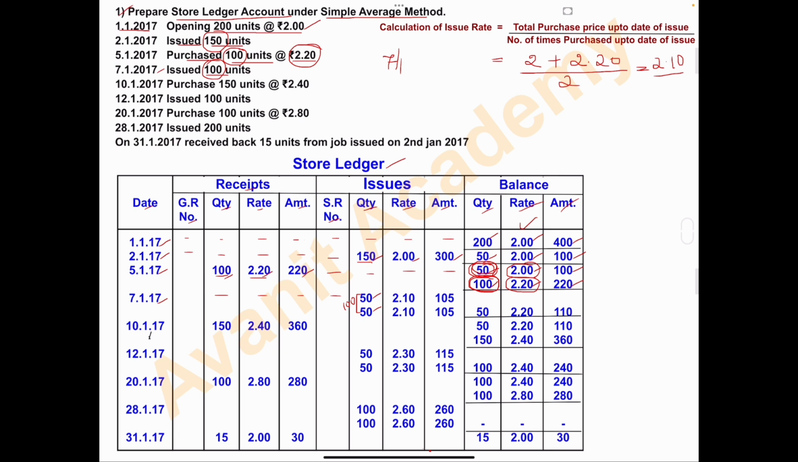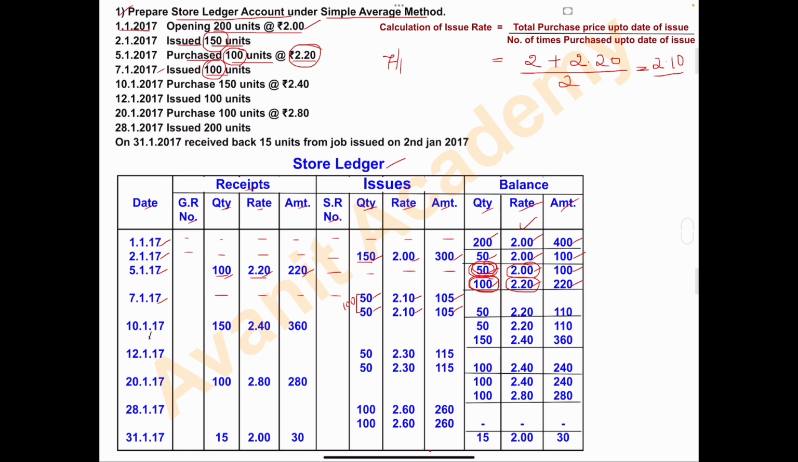So this rate of 2.10 we have to take and issue the quantities. Right here in store ledger account, 7th January, 50 units we have issued and remaining 50 from 100. So rate per unit, how much will you take? Just now we have calculated, that is 2.10 for both the quantities. 50 into 2.10, 105. This is how we have to calculate the issue rate.